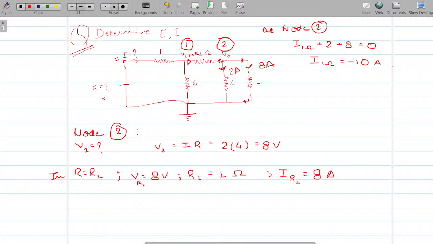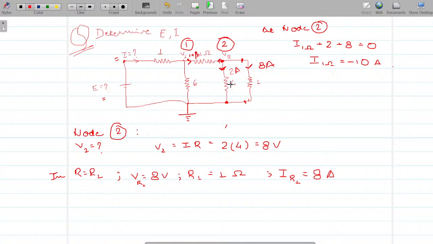Now at this point, the potential difference here is already known to be 8 volts. This is 10 amperes. Sorry, what I wrote as ohms is not ohms, it is amperes. This is 10 amperes. This is 1 ohm resistance. This is 8 volts. From here, this is V1.